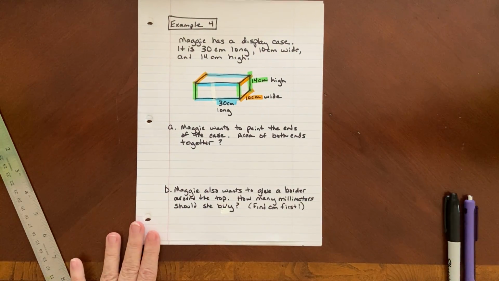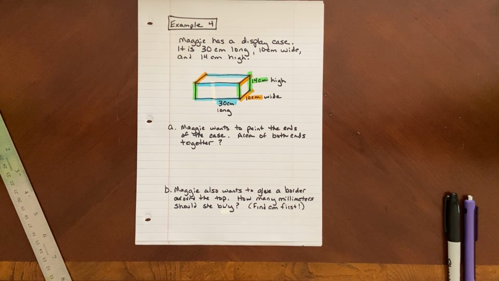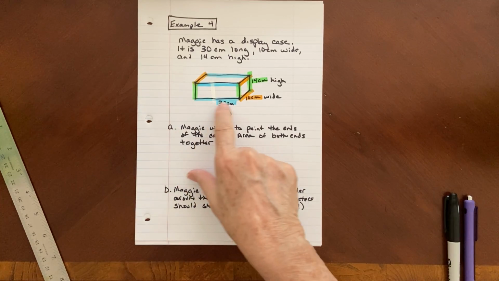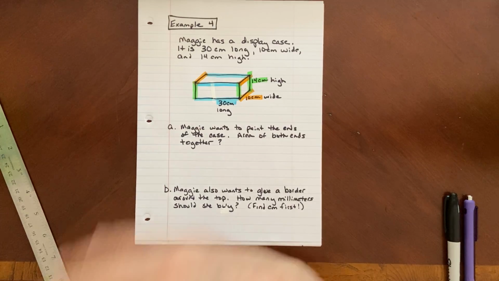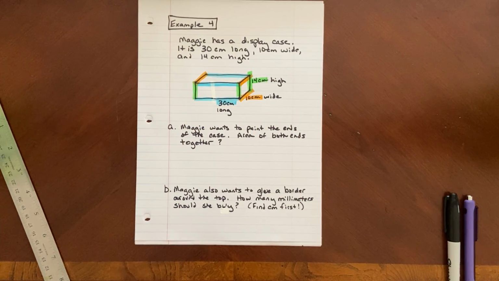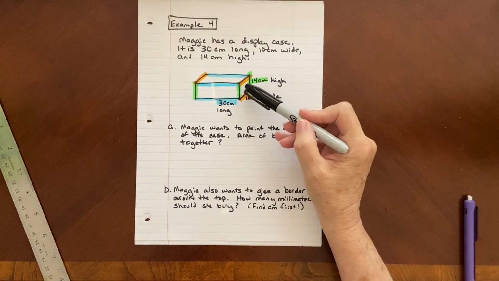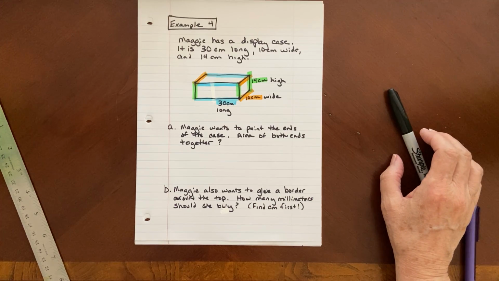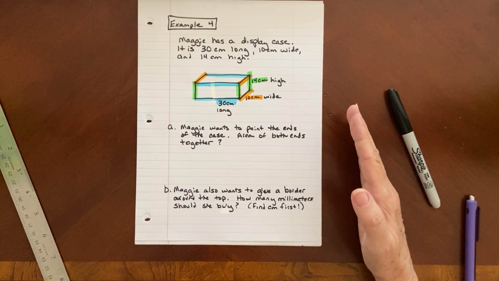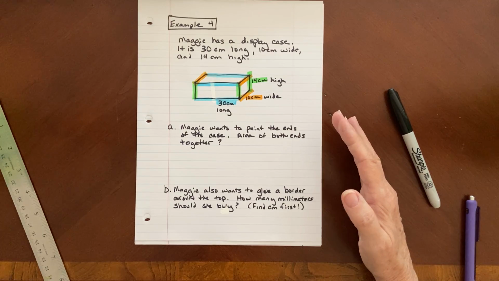Okay, example 4 gets a little trickier. They're asking you to do a lot in example 4. So they say Maggie has a display case for a model car. The case is 30 centimeters long, 10 centimeters wide, and 14 centimeters high. So I tried to draw the little case. Maggie wants to paint the ends of the case. So she's going to paint this piece right here and this piece over here you can't see. So it says choose a formula to find the area of the ends she wants to paint.